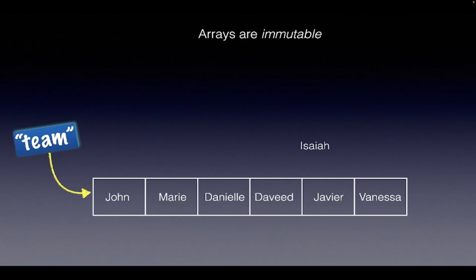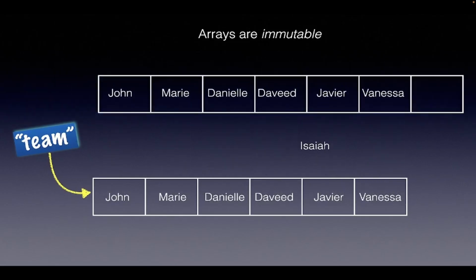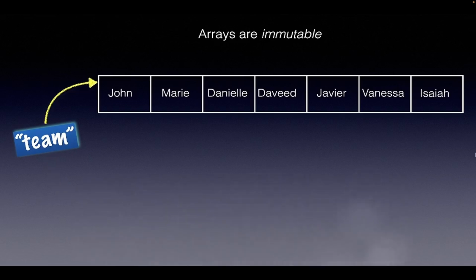What I can do is make a new array that's bigger. I can make a new array that holds one more person. I can copy all the old data into that array. I can put the new piece of data into that extra element at the end, and then I can change where my identifier name, team in this case, points so that it now refers to this new array. And if you're using a managed language like Java or C#, it will then get rid of that old array and free up the data. So this can give us the illusion that an array can be changed, but it's actually a pretty involved process.